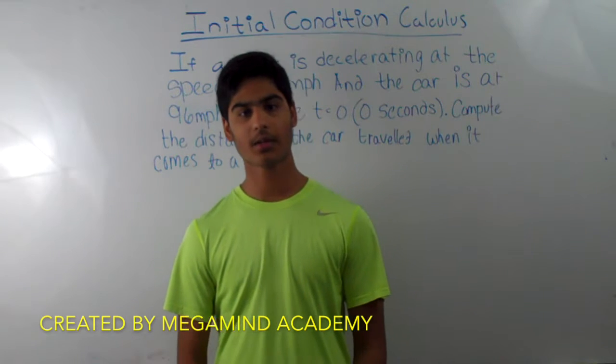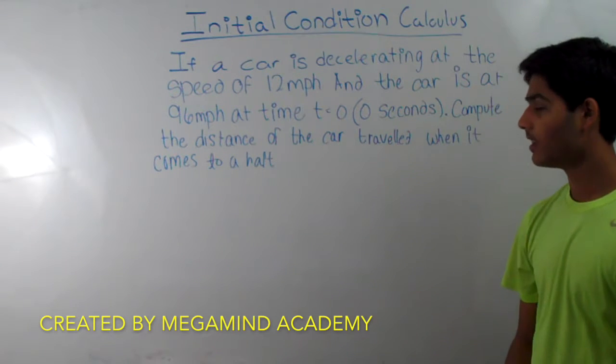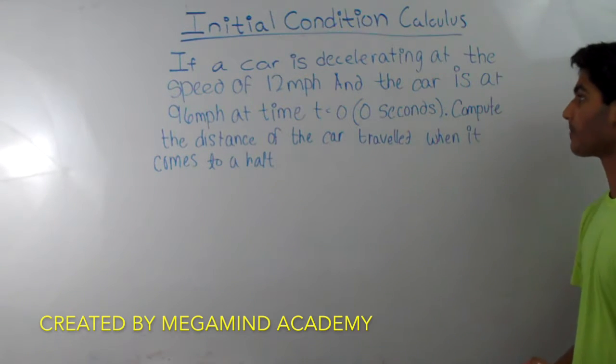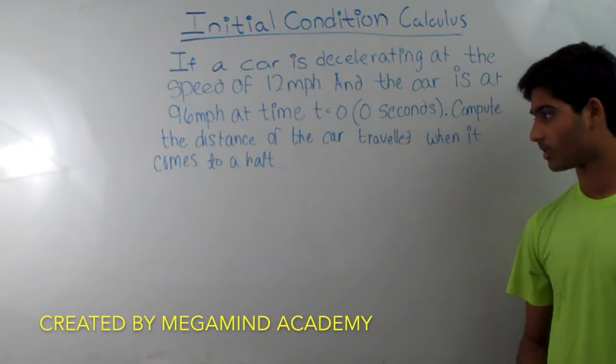Hi! Today we're going to learn about initial conditions in calculus. So let's say we have a problem like this. If a car is decelerating at the speed of 12 miles per hour and the car is at 96 miles per hour at time t equals 0 seconds, compute the distance the car traveled when it comes to a halt.